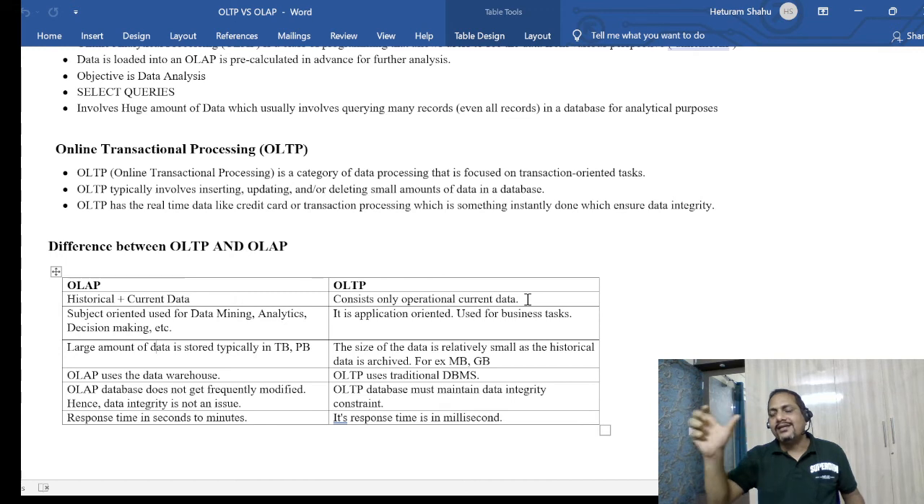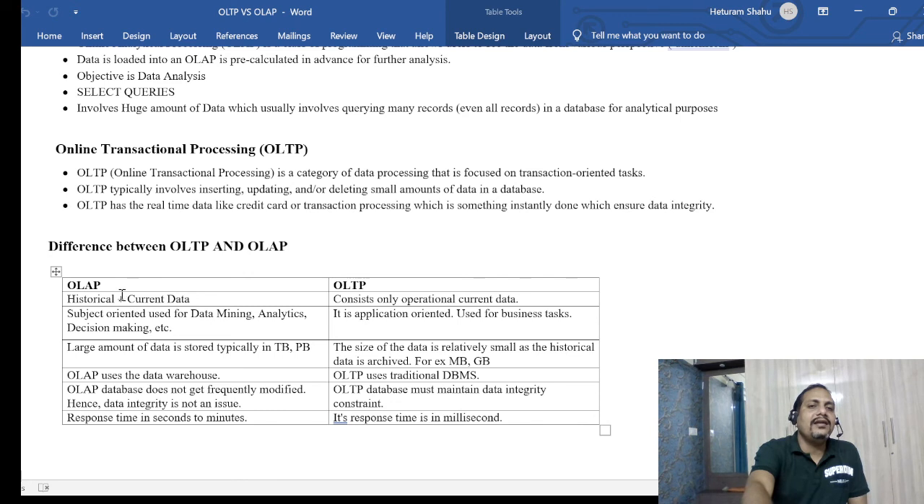So what is the exact latest value? It is 500 only. So I should always be able to see the current and exact data, right? Updated data in the OLTP system, okay? Because they are actually dealing with the actual transaction.